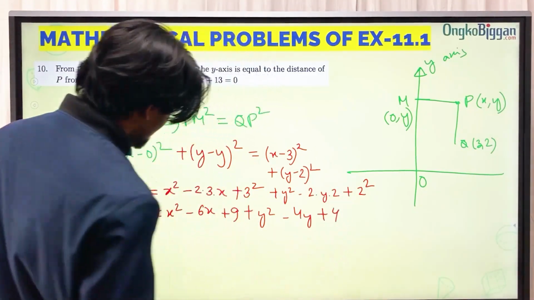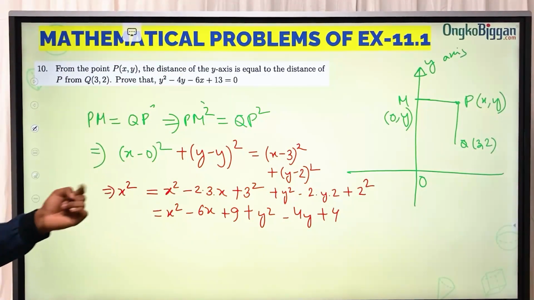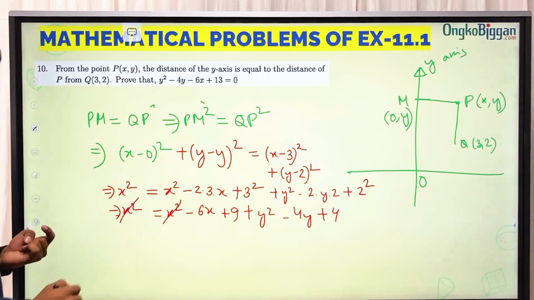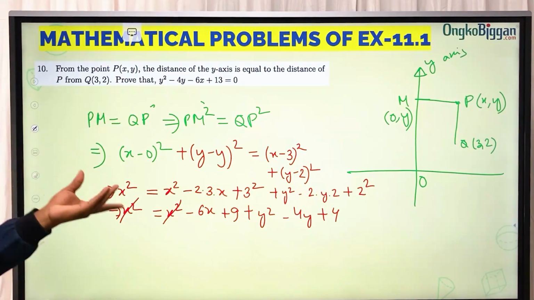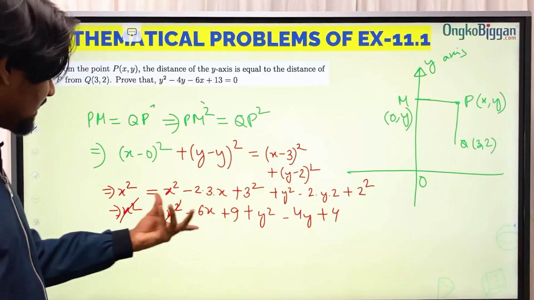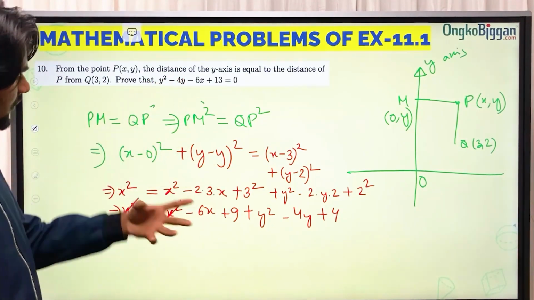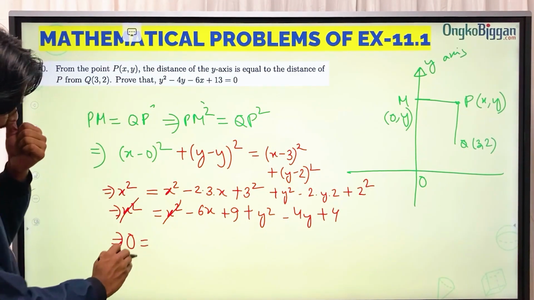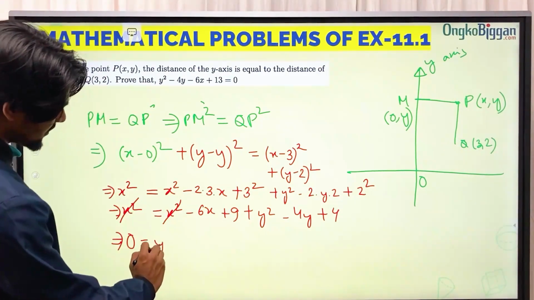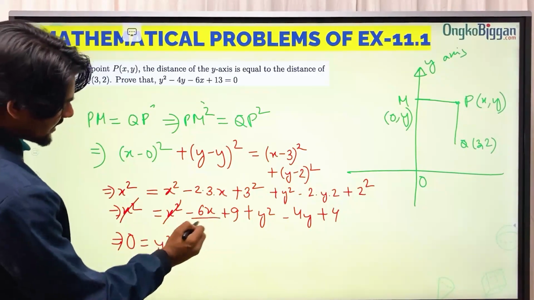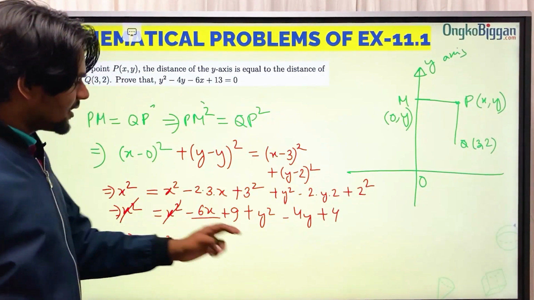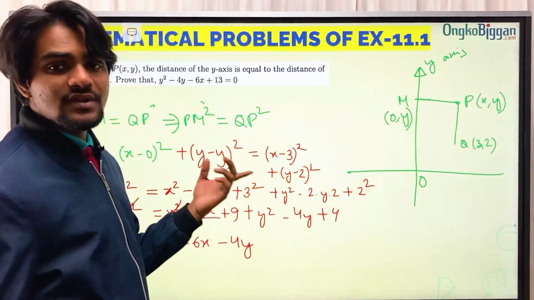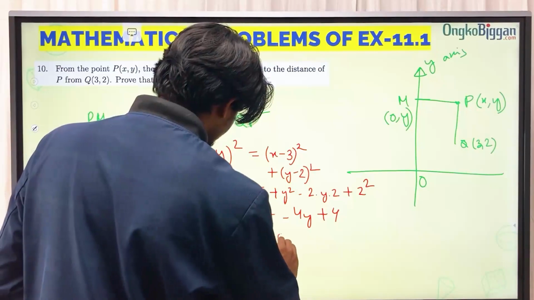We see that we can cancel the x square from both sides. So x square is here and we can cancel them out. These terms are remaining, and we're going to arrange them. So there will be 0 on this side. There will be y square first, then minus 6x, then minus 4y, then 9 plus 4 is equal to 13, so plus 13.